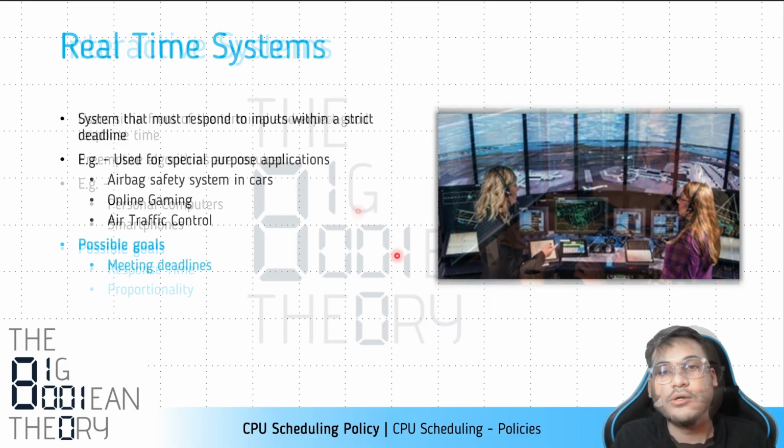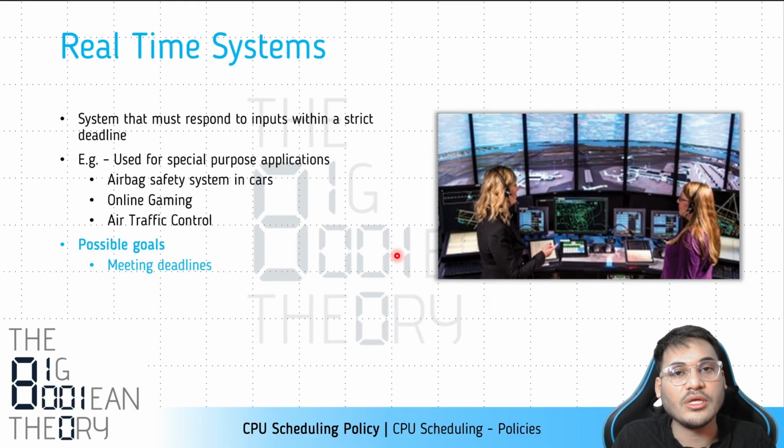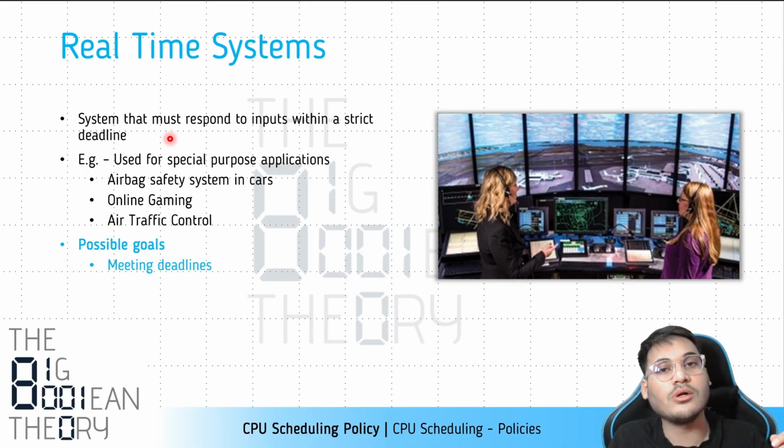So let's talk about the final kind of computing environment, that is real-time systems. What are these real-time systems? Systems that must respond to inputs within a strict deadline, right? These are special kinds of environments where it is absolutely necessary to respond to the input within a fixed deadline. Using some examples, we can understand real-time systems.